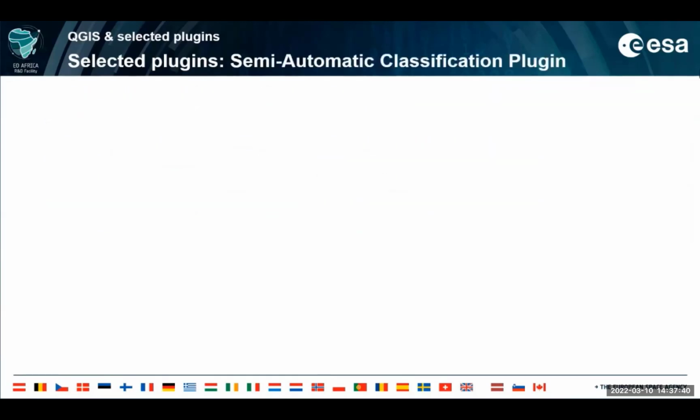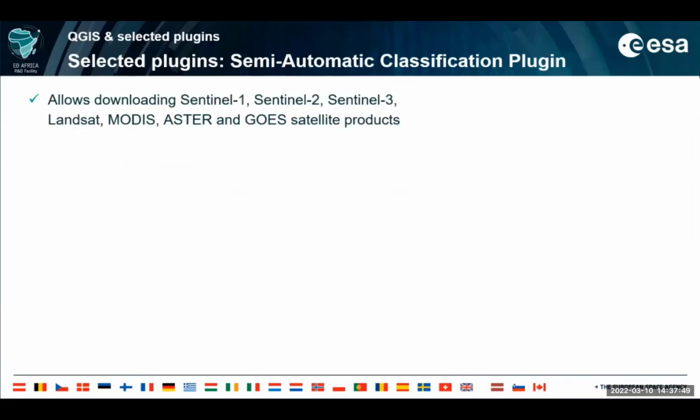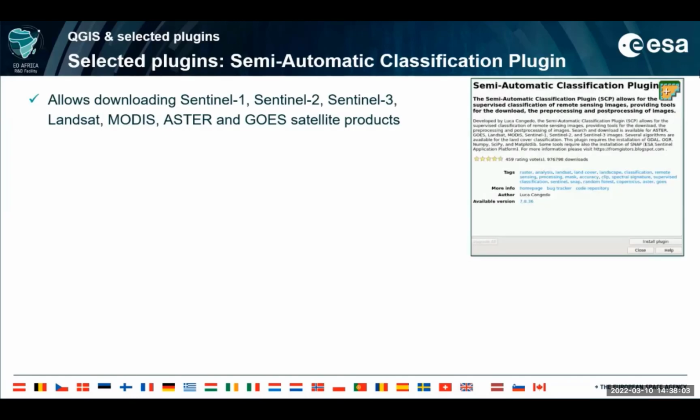Another indispensable plugin, especially when it comes to processing of satellite images, is the Semi-Automatic Classification plugin. As it might be suggested by the name of the plugin, it not only allows to perform classification, both supervised and unsupervised, but it also makes it possible to download data from different satellite missions, including Sentinel, Landsat, MODIS, ASTER, and others. It is a Python-based plugin which incorporates GDAL, which is a raster and vector library, SciPy, NumPy, and Matplotlib, which are modules for scientific and mathematical computing and plotting.